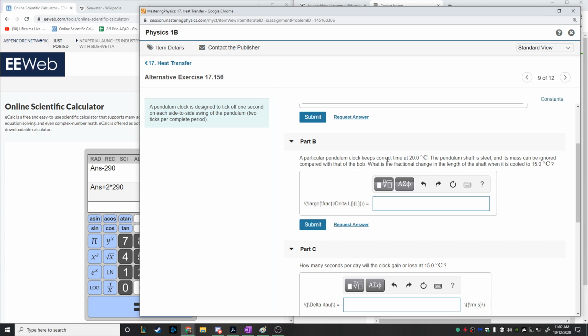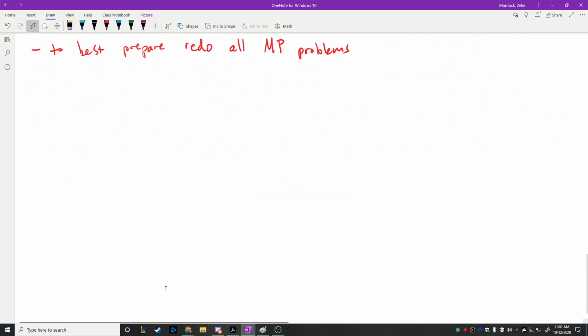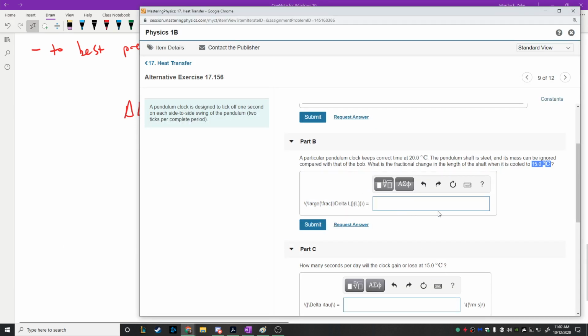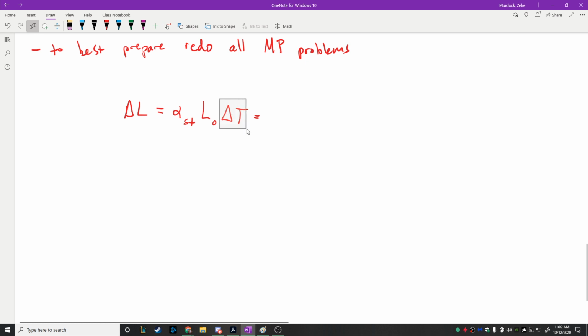A particular pendulum clock keeps correct time at 20 degrees Celsius. The pendulum shaft is steel and its mass can be ignored compared to that bob. What is the fractional change in the length of the shaft? Well, this is really easy. You just do delta L is equal to alpha for steel times the initial length times the change in temperature, right? So you can calculate what this is. And they want fractional, so you end up doing this divided down here.